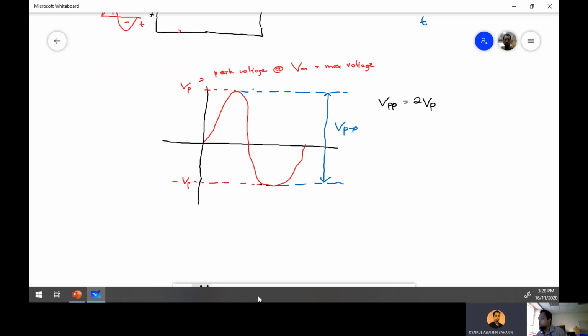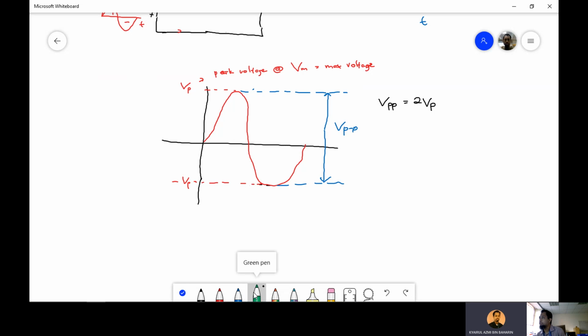Okay, now we want to know about the RMS value. So our RMS value is somewhere around here. We label it as VRMS. And the equation that relates the peak value with the RMS value is given as V peak is equal to root 2 multiplied by VRMS. Or because root 2 is equal to 1.414, we can also use this value to find V peak.